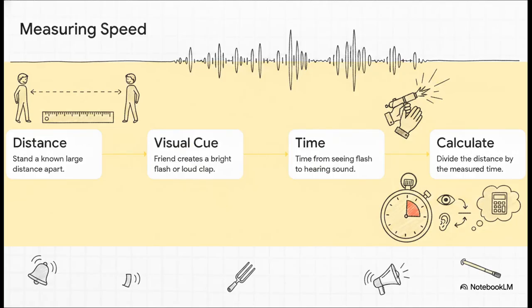So how do we actually measure this speed in the real world? For your syllabus, you need to know two main practical methods, the clap stopwatch method and the flare gun method. They both follow the same simple steps. First, you stand a known large distance apart from a friend.